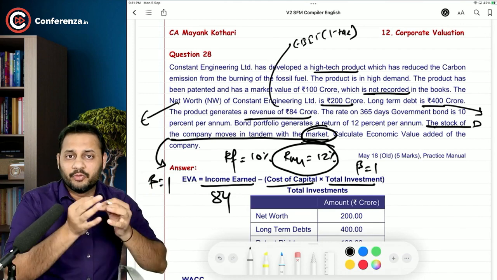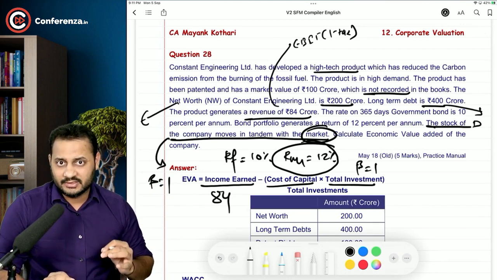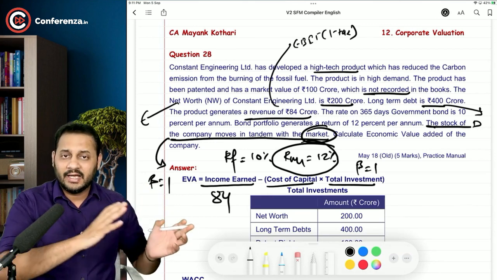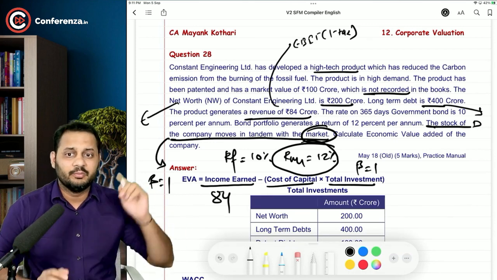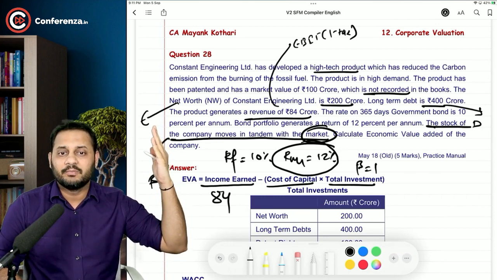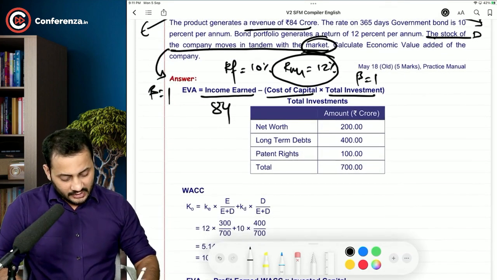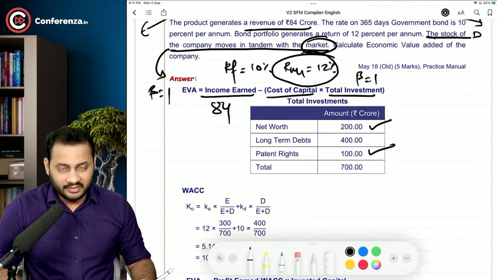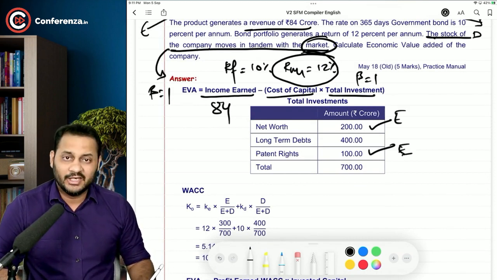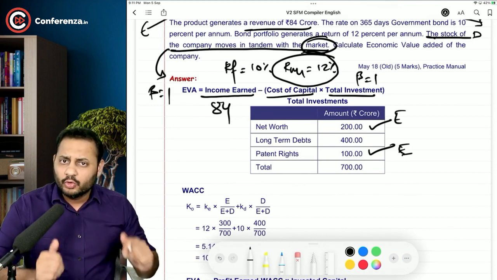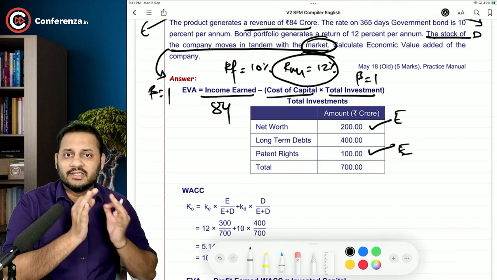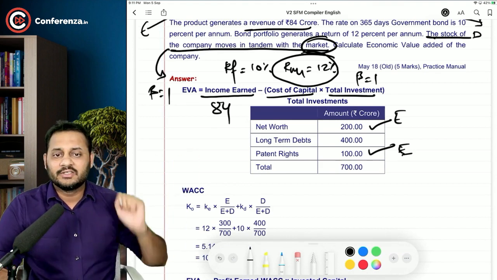So once you put an entry of patents, you will debit the patents, which will go on the asset side, and credit the capital reserve, which will be a part of the equity. So again, it is the equity part. So what we can say is 200 is the net worth, 100 is the patented right. Both of them contribute to equity value. Patents are for the owners of the company, which is the equity. So 300 crore is the equity value and the debt is 400 crore.